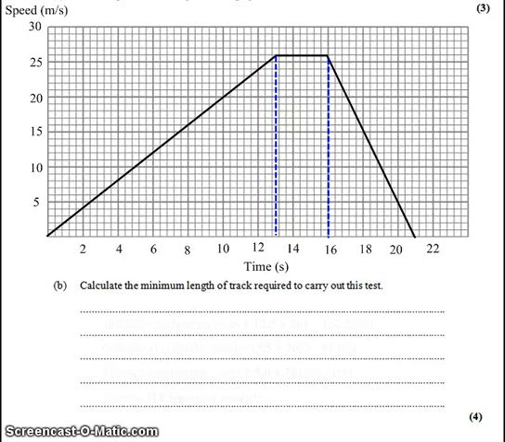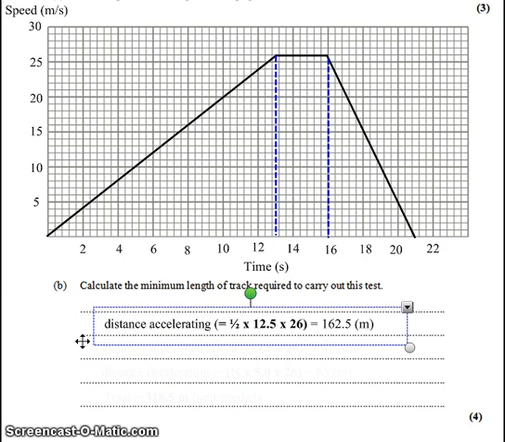Now the area is the distance travelled, so we need to first work out the distance travelled whilst accelerating. That's the area of the first triangle up to the dashed blue line. So area of a triangle is half times the base times the height, which gives half times 12.5 times 26, 162.5 meters during that first accelerating section.